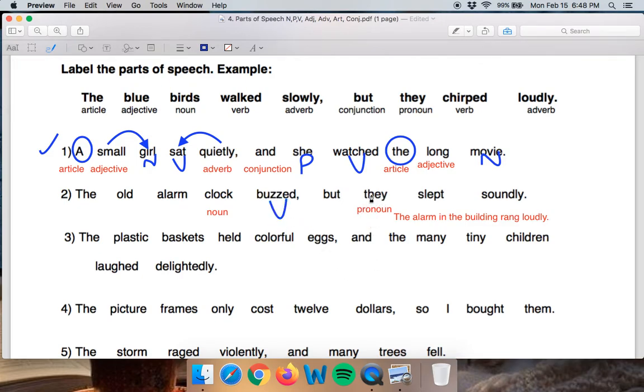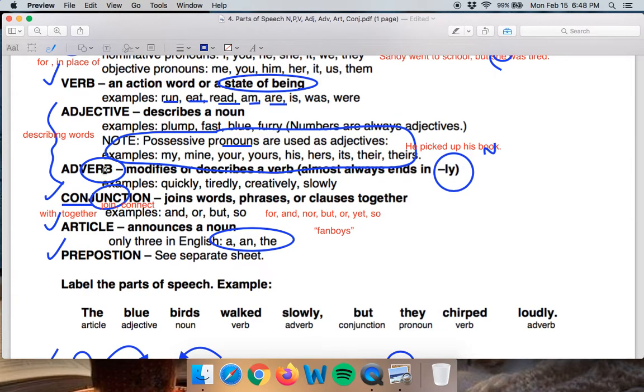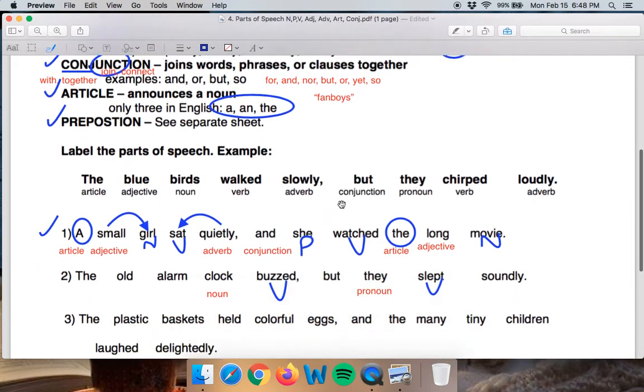And did they do something? Is there an action they did? They slept. So that's a verb. So we found the nouns and verbs in this sentence. Let's see if we can next look for adjectives or adverbs. Adjectives describing nouns, adverbs describing verbs.